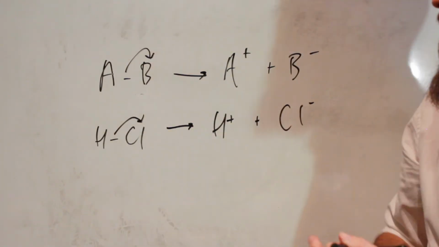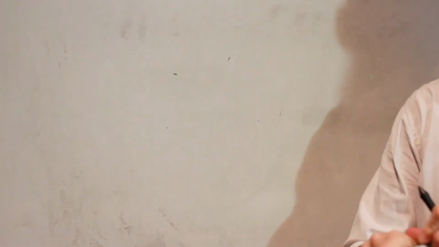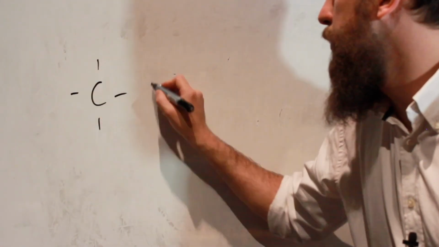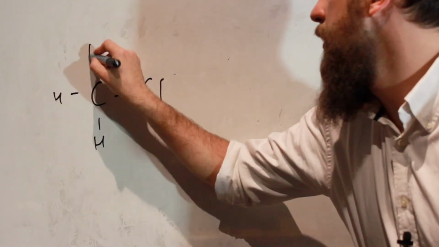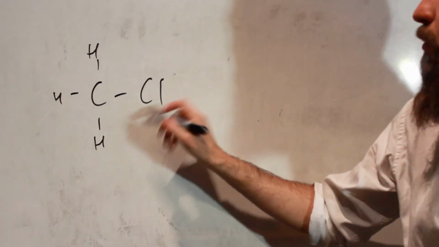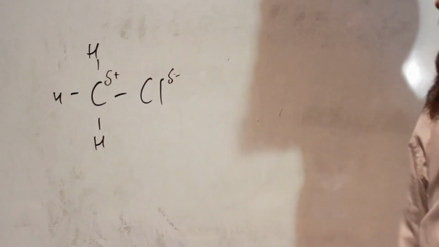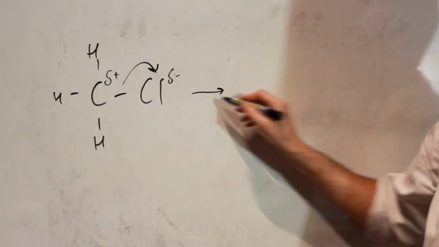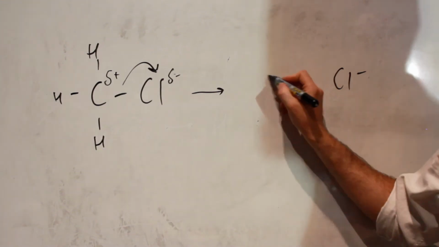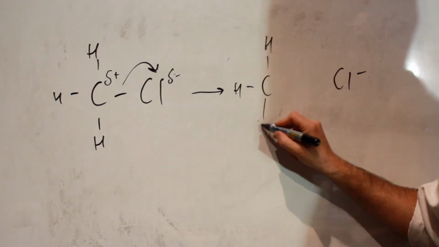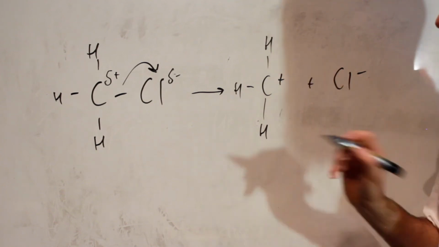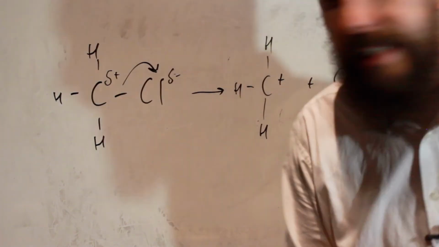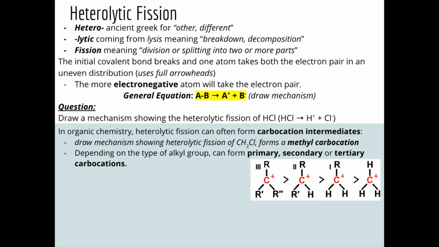For example, if I have chloromethane, where we've got CH3Cl, I'll just do a straightforward displayed formula like that. Chlorine is more electronegative than the carbon. So if we fission that heterolytically, then the chlorine is going to form chloride anion, and we form a carbocation intermediate. Carbo because of carbon, cation because of a positive charge. So these are quite common to see when we are doing organic reactions.